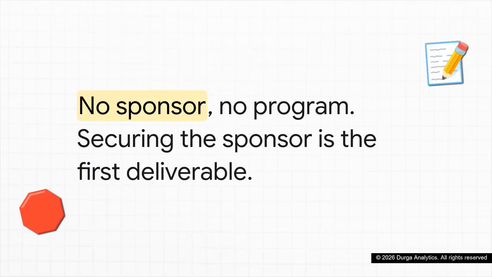So here is the absolutely crucial takeaway, and I want you to burn this into your memory. No sponsor, no program. A data governance program without a committed executive sponsor is going to stall out the very first time a powerful team says no. Securing the sponsor isn't just a nice-to-have, it's literally the first real deliverable of your entire program, way before you draft a single policy or buy a fancy data catalog.